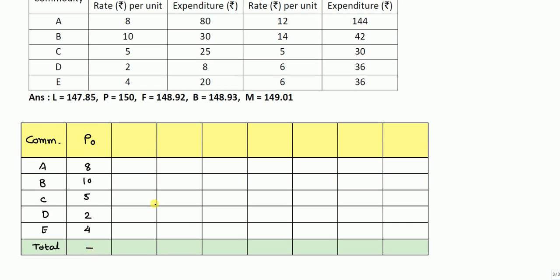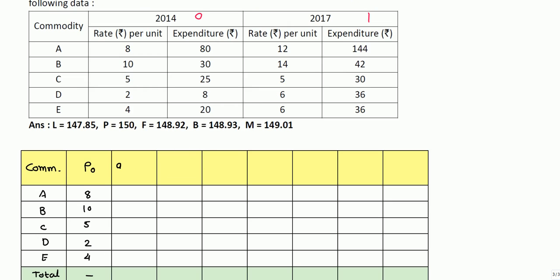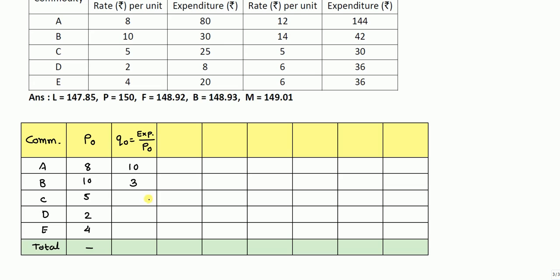Now we have to find quantity. So Q0 equal to, can we write, total expenditure divided by P0, and we will get Q0. So total expenditure, 80 rupees you pay, 8 rupees per unit, so 80/8 gives total quantity 10. So we make the formula: total expenditure divided by P0. So 80/8 equal to 10 units. 30/10 equal to 3 units. 25/5 is equals to 5 units. 8/2 is equals to 4 units. And 20/4 is equals to 5. Okay, so how to find Q0?